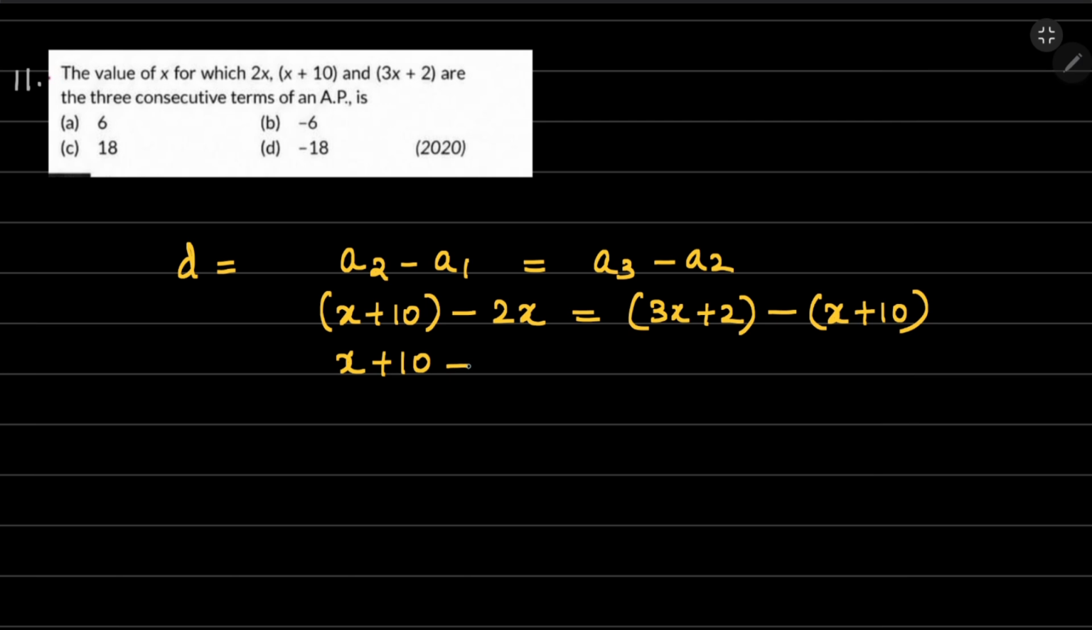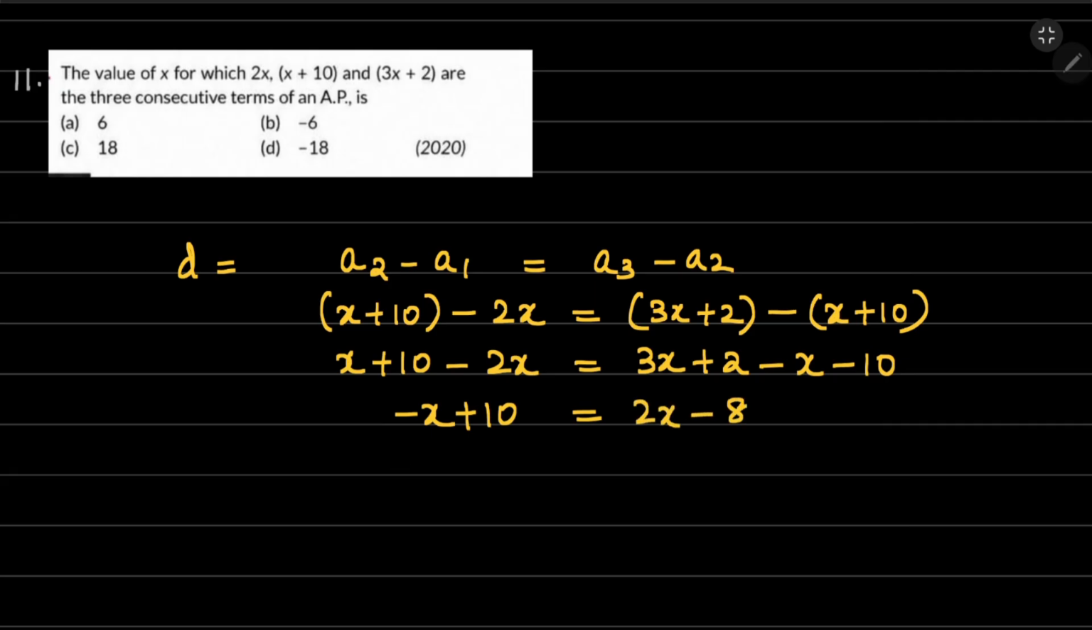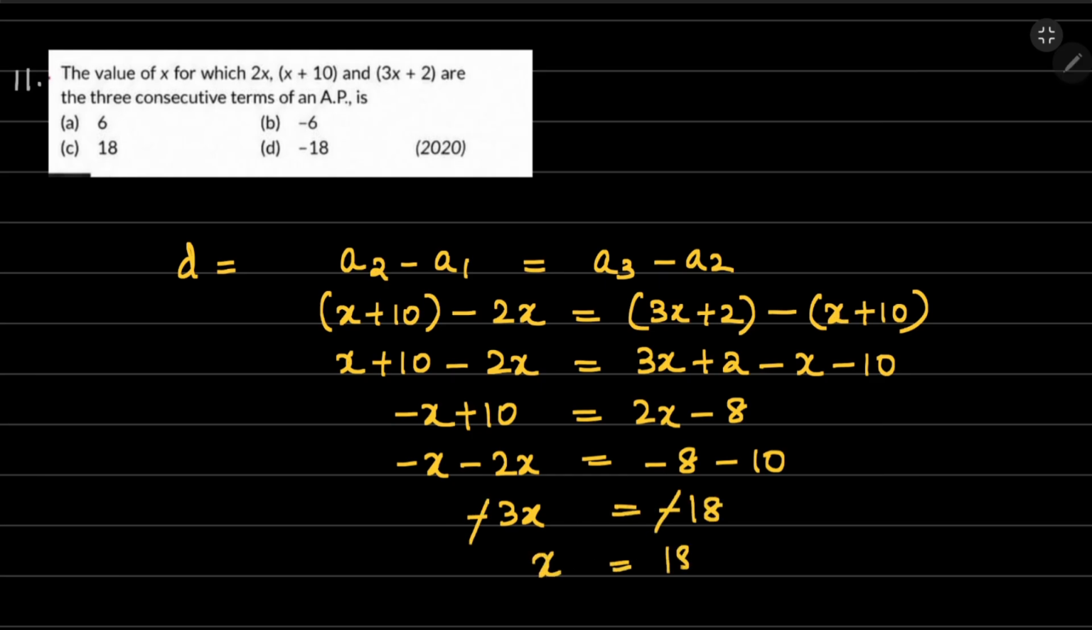So x plus 10 minus 2x should be equal to 3x plus 2 minus x minus 10. So x minus 2x is minus x plus 10 will be equal to 3x minus x is 2x minus 8. Bring all x terms to one side. So minus x minus 2x is equal to minus 8 minus 10. So minus 3x is equal to minus 18. Negative gets cancelled. X is equal to 18 divided by 3, which is 6.